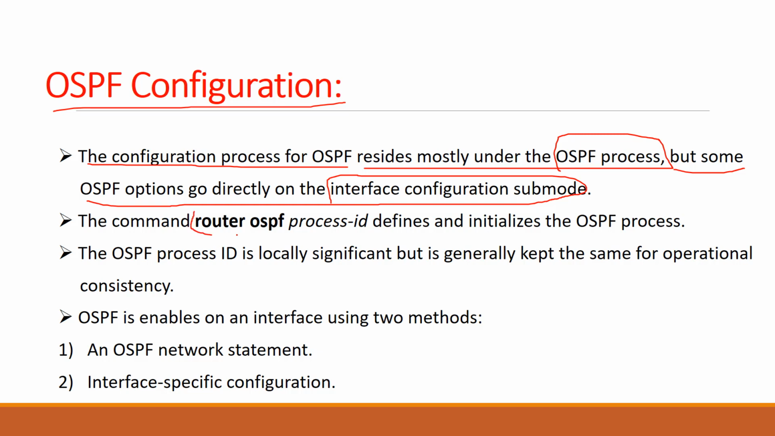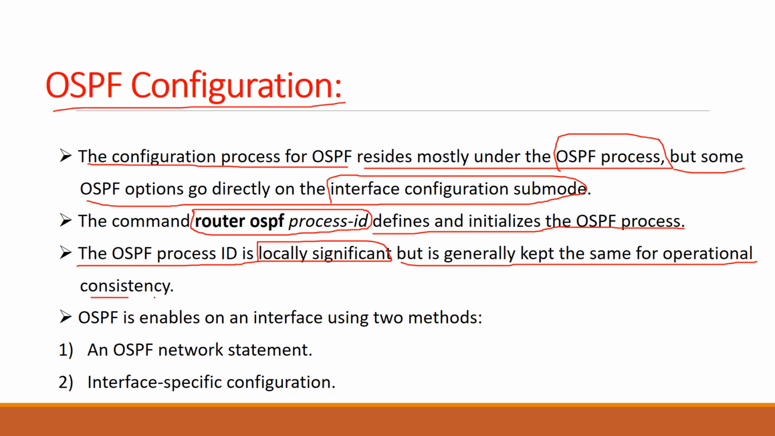The command router ospf process-id, which is a global configuration command, defines and initializes the OSPF process. The OSPF process ID is locally significant, but is generally kept the same for operational consistency. What does this mean? It means that the routers on a segment can use the same or different OSPF processes and still form OSPF adjacencies.